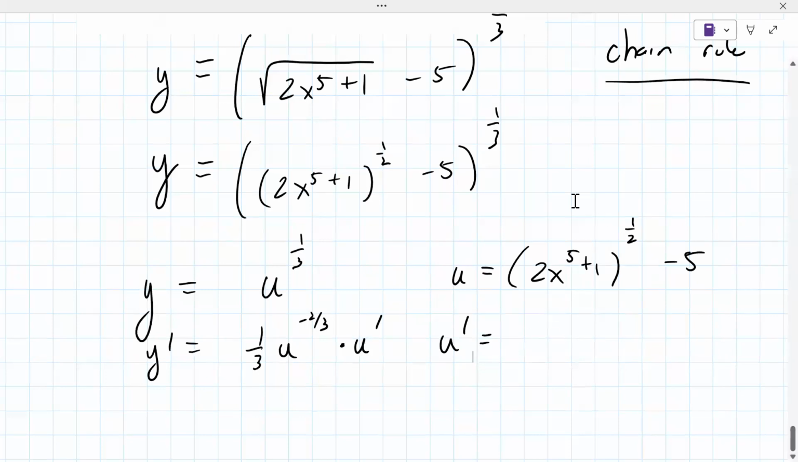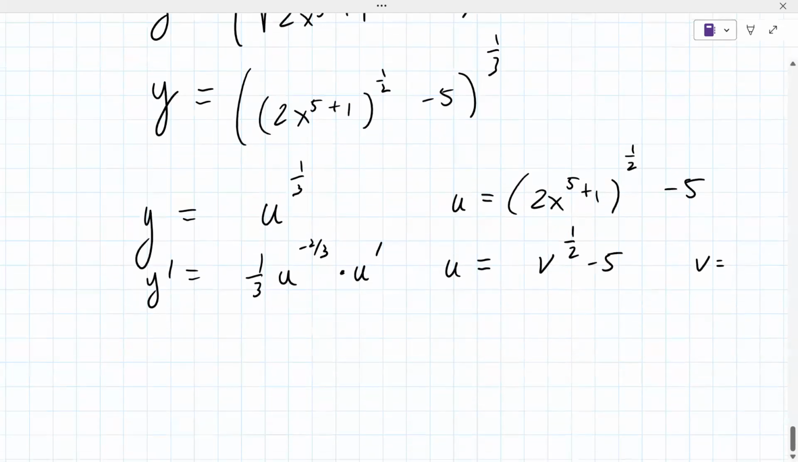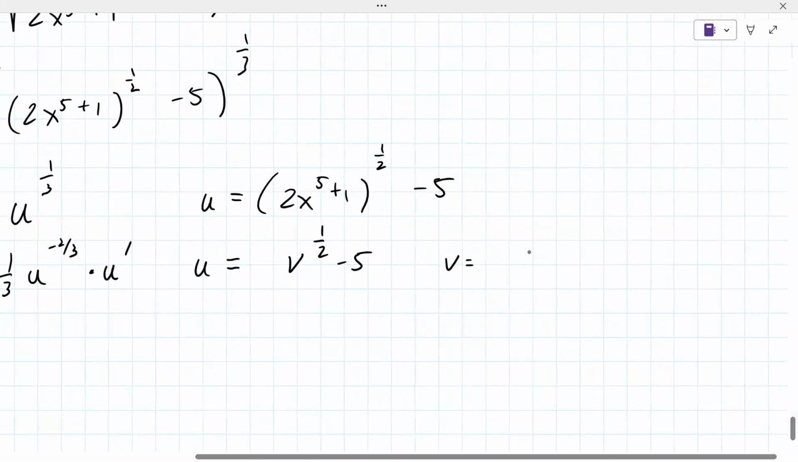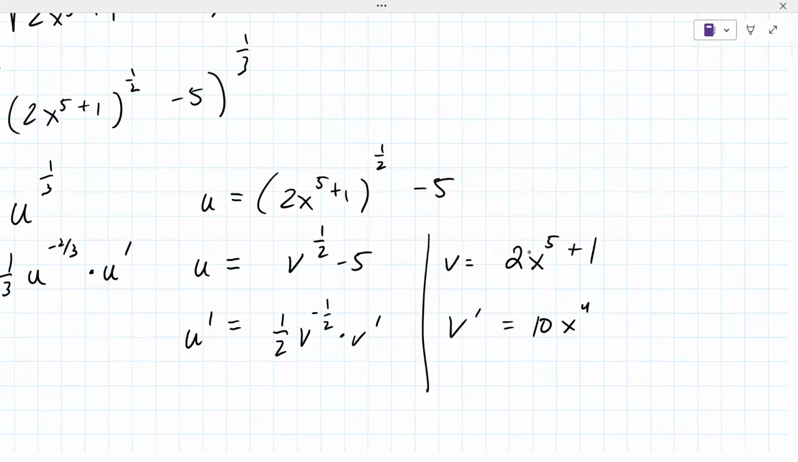Well, the problem is we've got another issue here, which is we don't know how to take the derivative of this either. So we're going to make yet another substitution. This is really v to the 1/2 power minus 5, where v is 2x to the 5th plus 1. So u prime is 1/2 v to the minus 1/2 power times v prime. And then you've got to find v prime, which is 10x to the 4th.